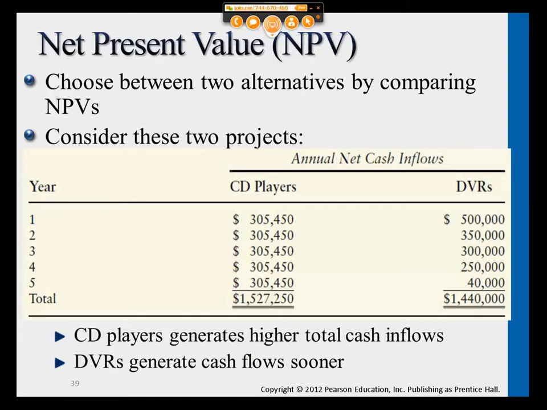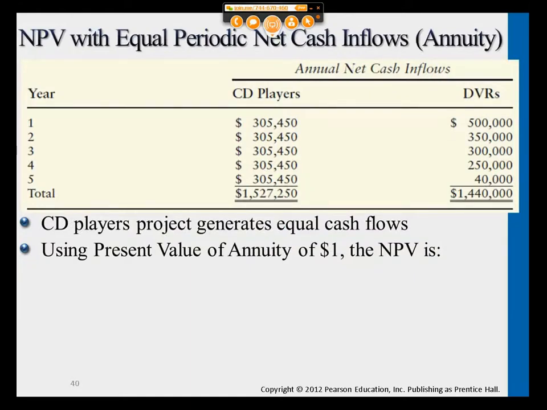So let's see, how do we account for this new model? What do we do with this new model? We see that for CD players, if we're just looking at the column of CD players, that project is going to generate $305,450 at years 1, 2, 3, 4 and 5, right? So net cash inflow is the same for 5 years, right? How did we call this last class, when it's the same period by period? What did we call it? Annuity, right? So this is an annuity.